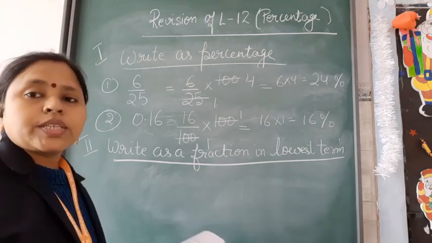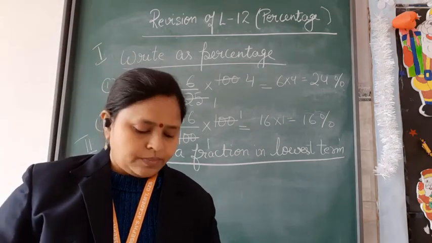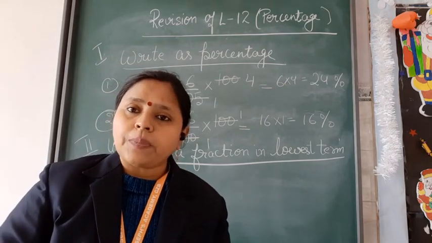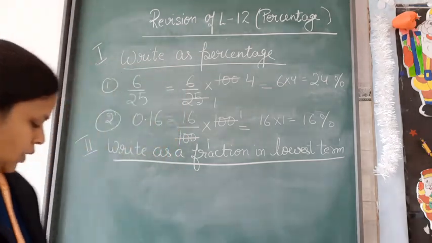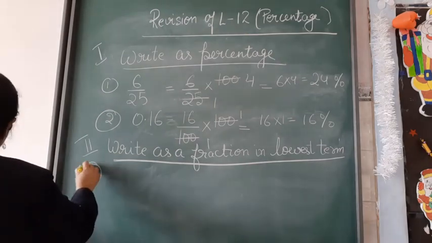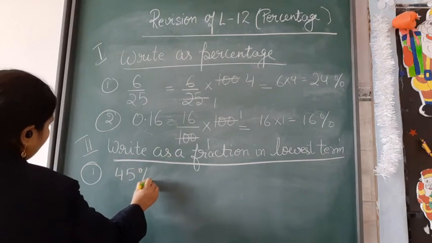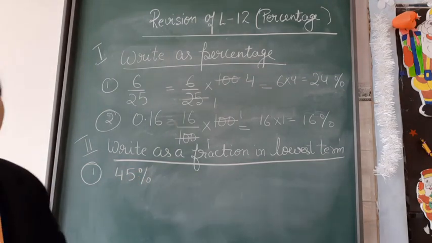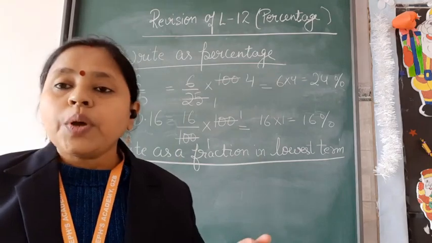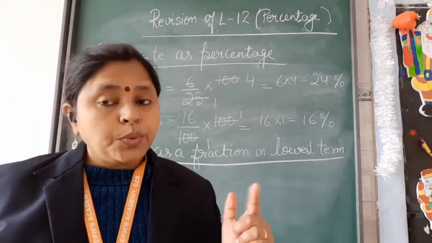So our second question is: write as a fraction in lowest term. So let us do the first part of this question. The first part of this question is 45%. Okay, so in the question the percentage is given to you and you are supposed to write that percentage as a fraction, and that too in the lowest term.